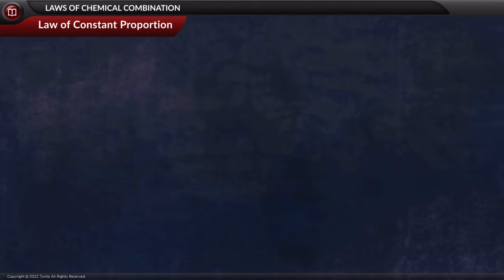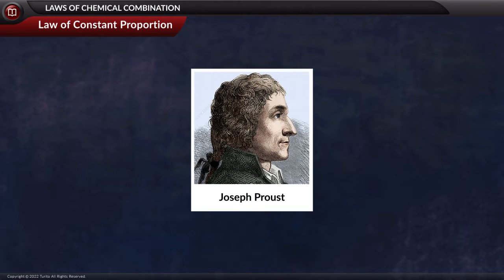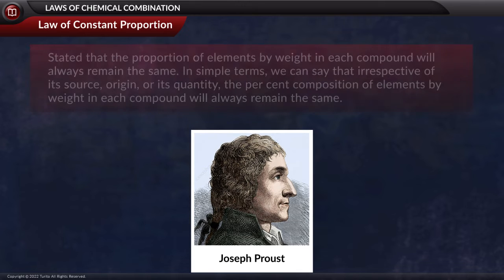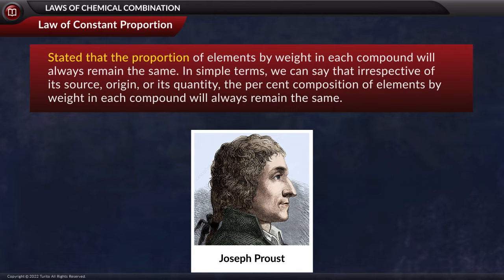Next is the law of constant proportion or definite proportion. Joseph Proust, a French chemist, stated that the proportion of elements by weight in each compound will always remain the same. In simple terms, we can say that irrespective of its source, origin, or its quantity, the percent composition of elements by weight in each compound will always remain the same.